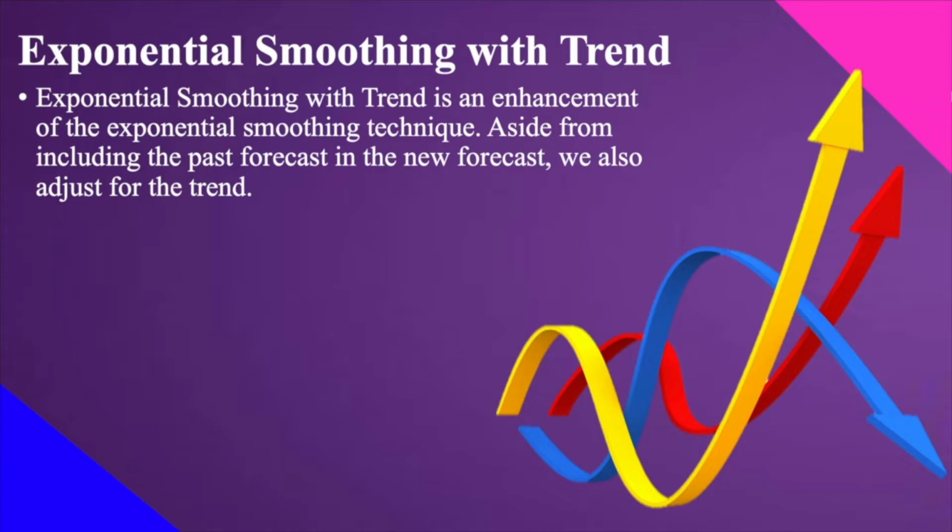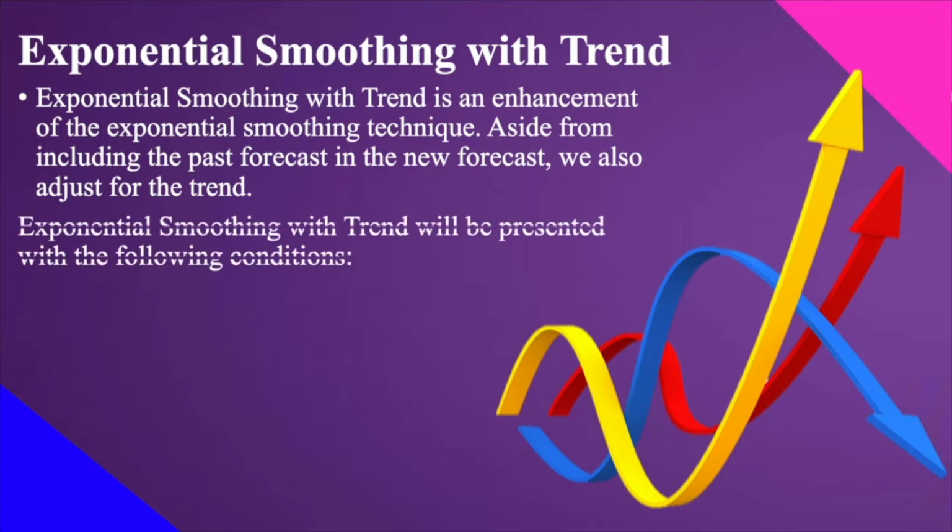Aside from including the past forecast, this is what was missing before. Right? Our previous forecasting models include the actual that happened in the past months. And exponential smoothing includes, aside from the actual result, also the past forecast. But here, aside from including the past forecast in the new forecast, we also adjust for the trend. That's why it is called exponential smoothing with trend. I hope you get it.